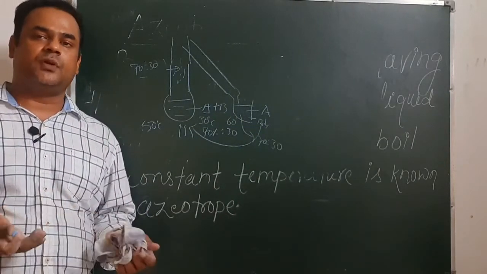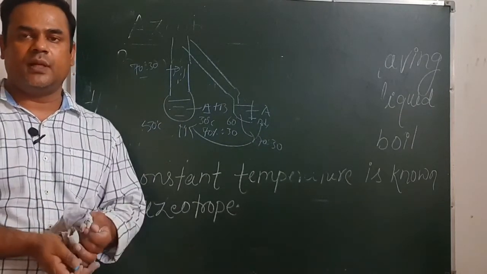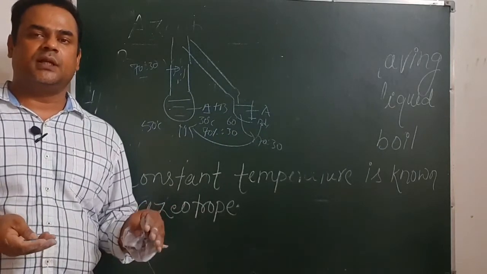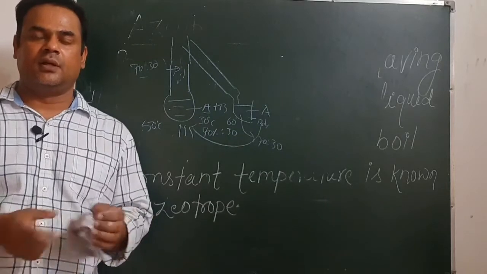There are two types of azeotropes: minimum boiling azeotrope and maximum boiling azeotrope, and then colligative properties. Basically these two topics are there. I will discuss this in the next video lecture.